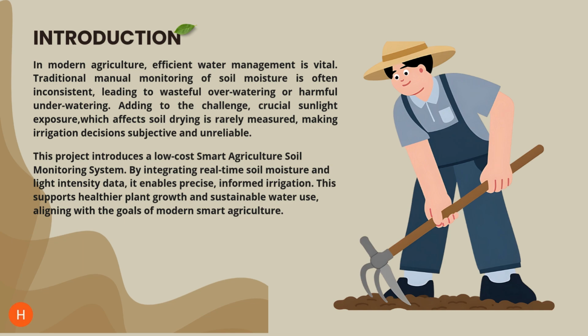In this section, I'm going to introduce a little bit about our project. In modern agriculture, efficient water management is vital. Traditional manual monitoring of soil moisture is often inconsistent, leading to wasteful overwatering or harmful underwatering. Adding to the challenge, crucial sunlight exposure, which affects soil drying, is rarely measured, making irrigation decisions subjective and unreliable.